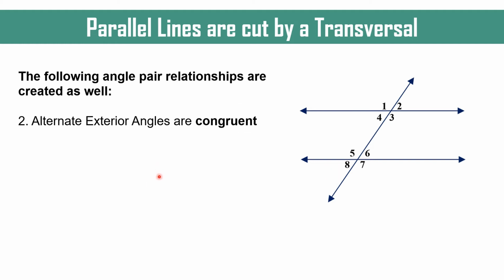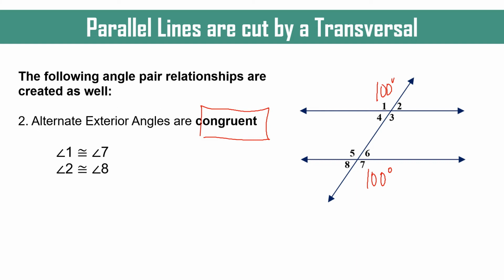The second property we have, alternate exterior angles are congruent. So here in this figure, the pairs of alternate exterior are angle 1 and 7 and angle 2 and 8. So for example, angle 1 measures 100 degrees. Angle 7 must also be 100 degrees since they must be congruent. 1 and 7 are alternate exterior angles.